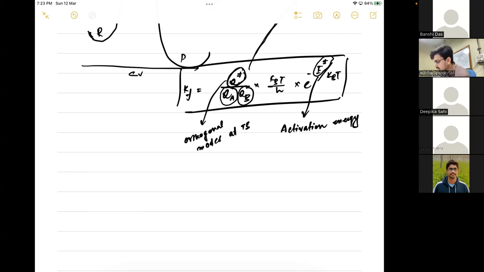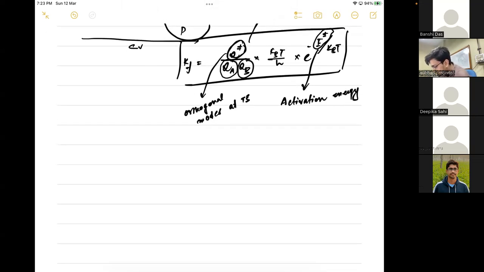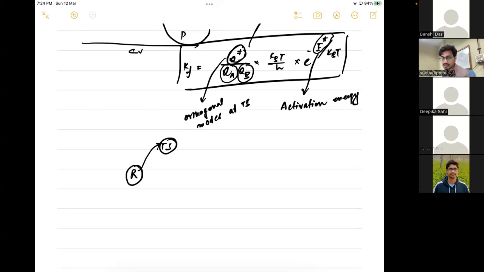And using ab initio methods, like Gaussian electronic structure computation, you can get the E double dagger. So just by getting the information about the transition state and the reactant molecules, you can find out the rate of the chemical reaction. You don't have to know how the reactant molecules are reacting, how it is going from this state to this state. That's why people use transition state theory very often, because we don't have to know much information about the chemical reactions. But there are some pitfalls also, which I will discuss later.